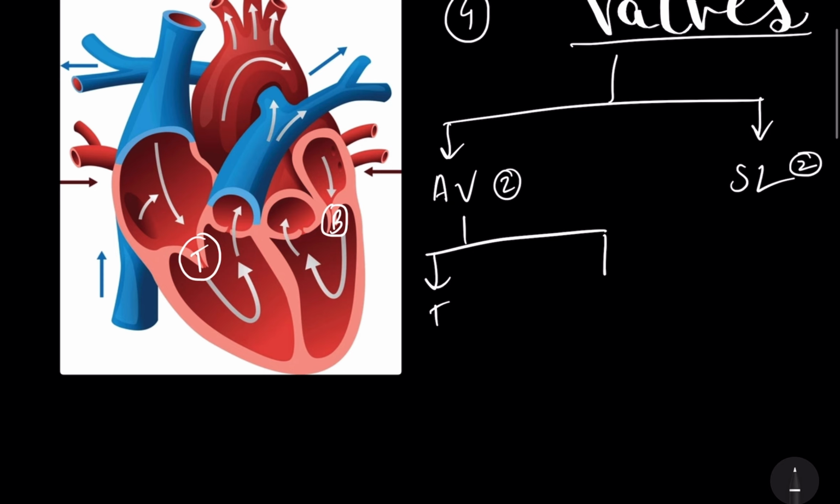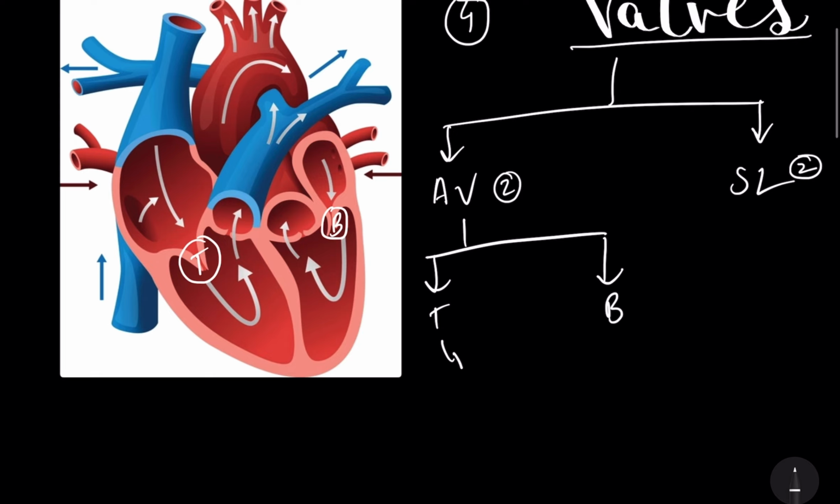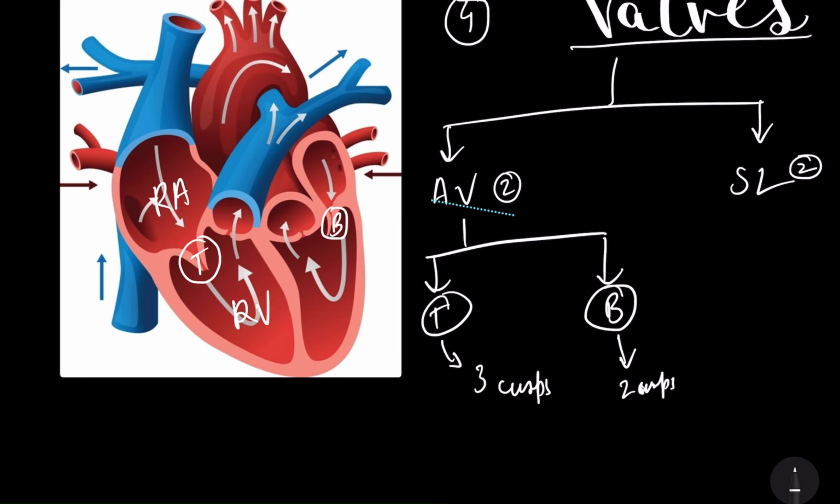Now, the tricuspid valve and the bicuspid valve are named because the tricuspid valve has three cusps, while the bicuspid valve has two cusps. The tricuspid valve is present between the right atrium and the right ventricle, while the bicuspid is present between the left atrium and the left ventricle.